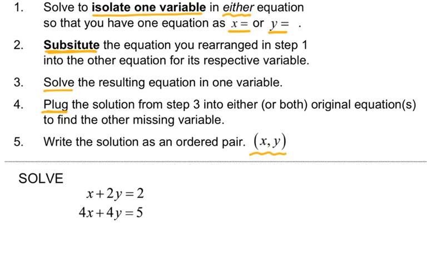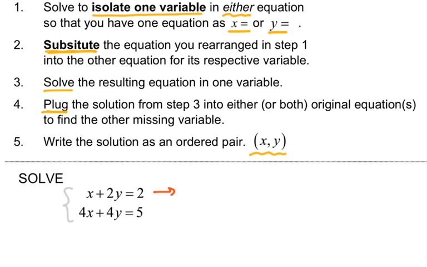So the system we're dealing with here is x plus 2y equals 2 and 4x plus 4y equals 5. Now, we can use either the substitution or the elimination method, but we're going to use the substitution method here. The substitution method is really useful when you already have a variable that is just x equals or y equals, when it's really easy to isolate a variable in one equation.